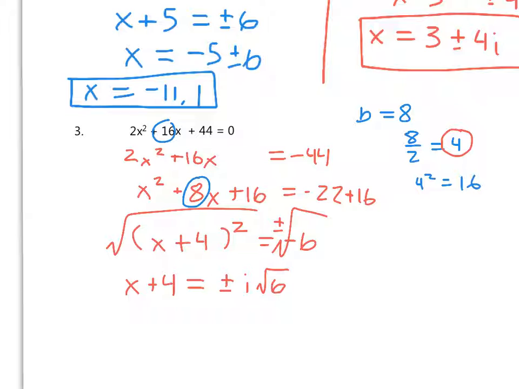6 is 3 times 2, so radical 6 will not break down. Okay, so now we move the plus 4 to the other side. And when you move it to the other side, it becomes negative 4. So negative 4 plus or minus i radical 6.